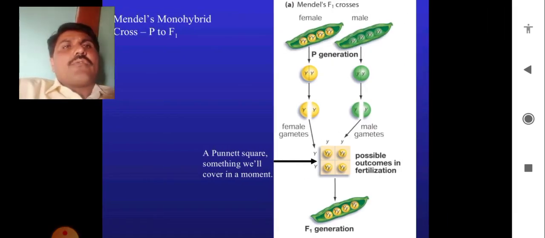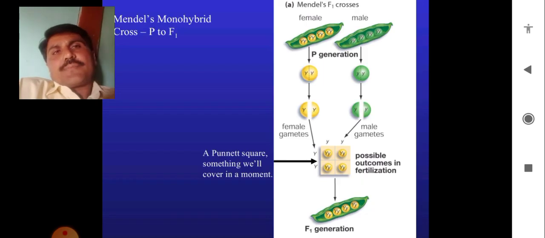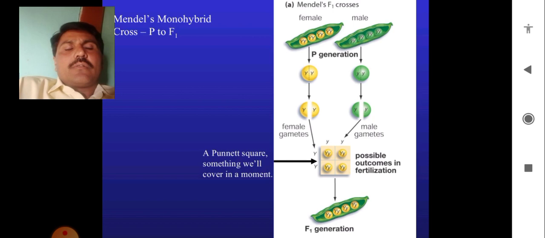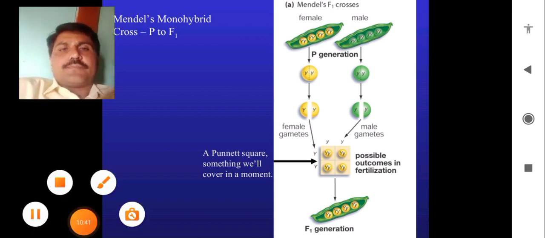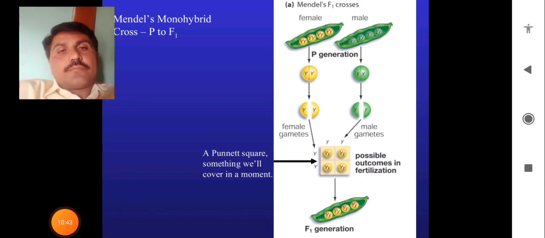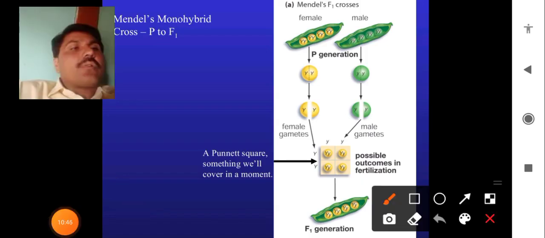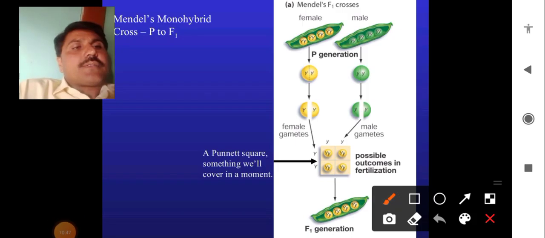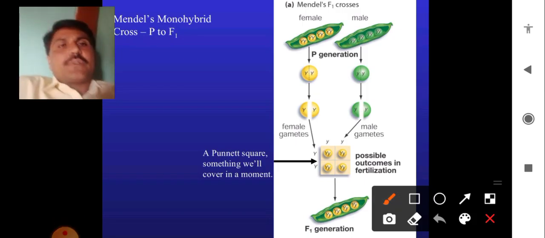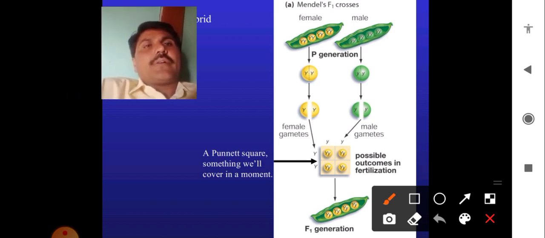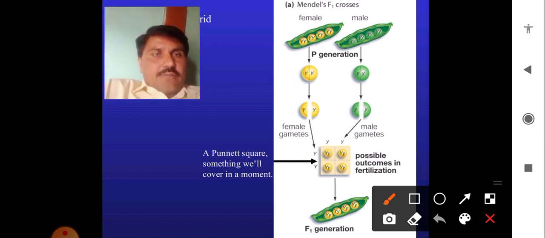Now we go for the monohybrid cross. Look at the monohybrid cross. So in this diagram, or in this slide, you can observe the monohybrid cross that is shown over here.